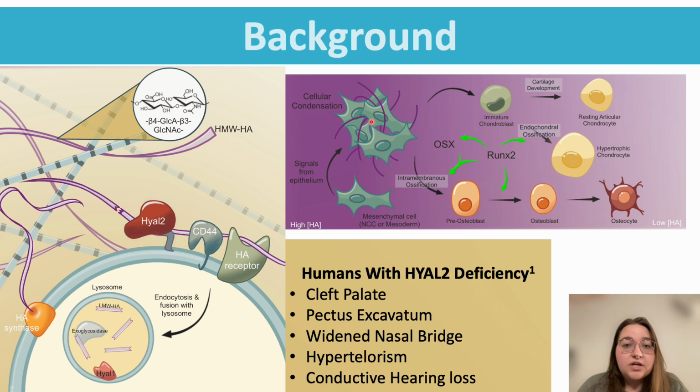Bones can be made in two different ways: through intramembranous ossification, where these mesenchymal cells will differentiate directly into pre-osteoblast cells, or through endochondral ossification, where they become chondroblasts first. RUNX2 and Osterix are two important transcription factors that allow these cells to differentiate into osteogenic lines.